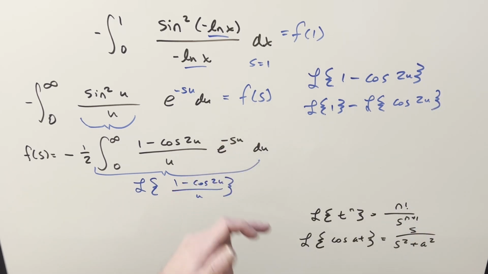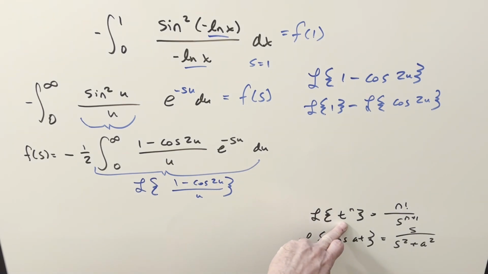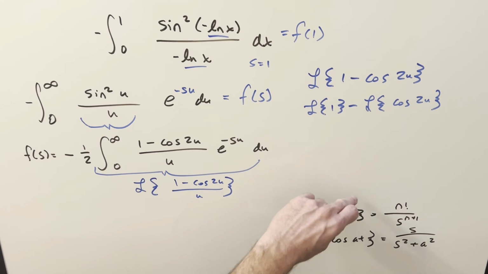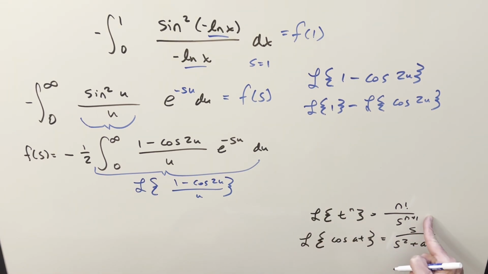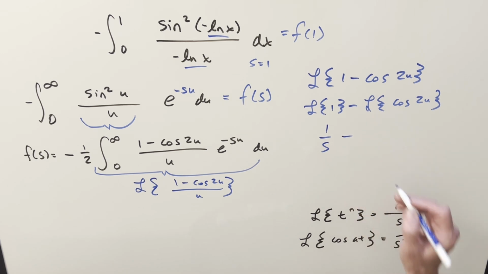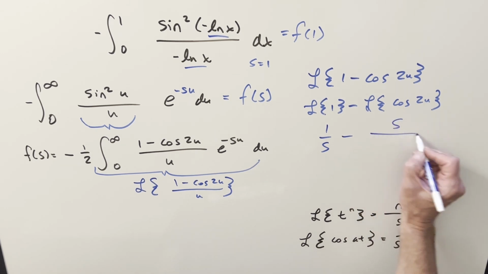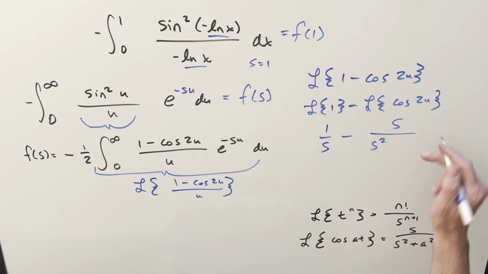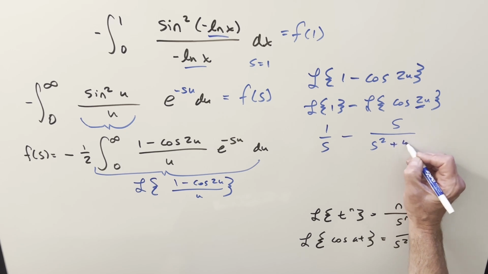First, for Laplace of 1, you could just remember it, but you could also do it with this formula, thinking of it like a polynomial, like if we had t to the 0, where n is 0. Then this first part is just going to be 1 over s. And for the second one, using this formula here, we're going to have s over s squared plus a squared, where the a is 2, that's going to be s squared plus 4.